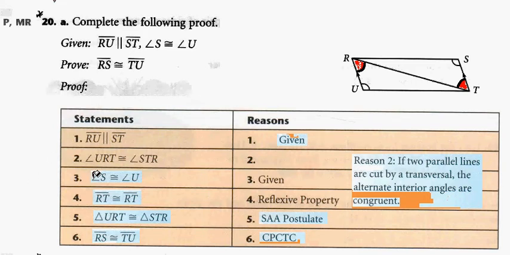Then angle S is congruent to angle U, and the reason for that is that it's given. So you know this angle is congruent to this angle. And then RT is congruent to itself because of the reflexive property. So we would just make a tick mark right there.